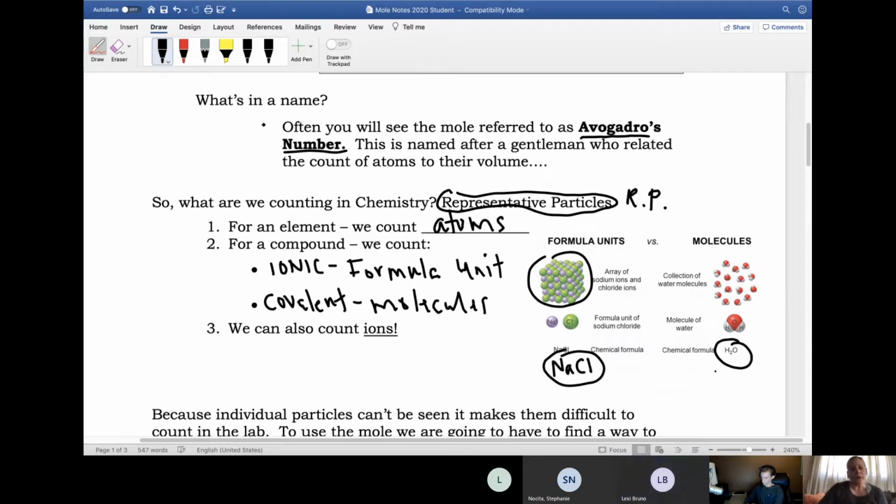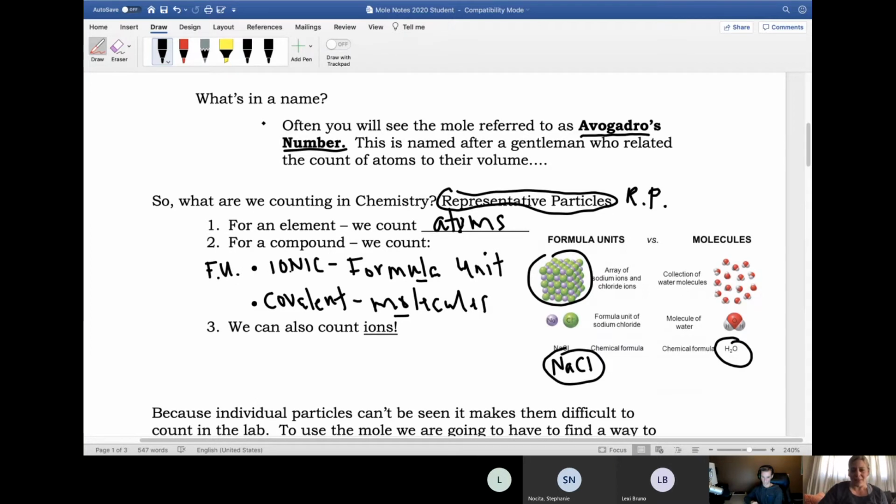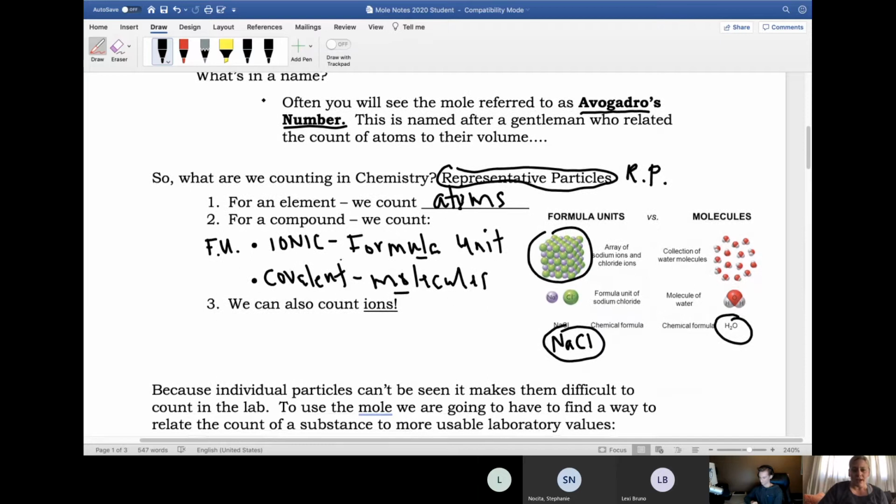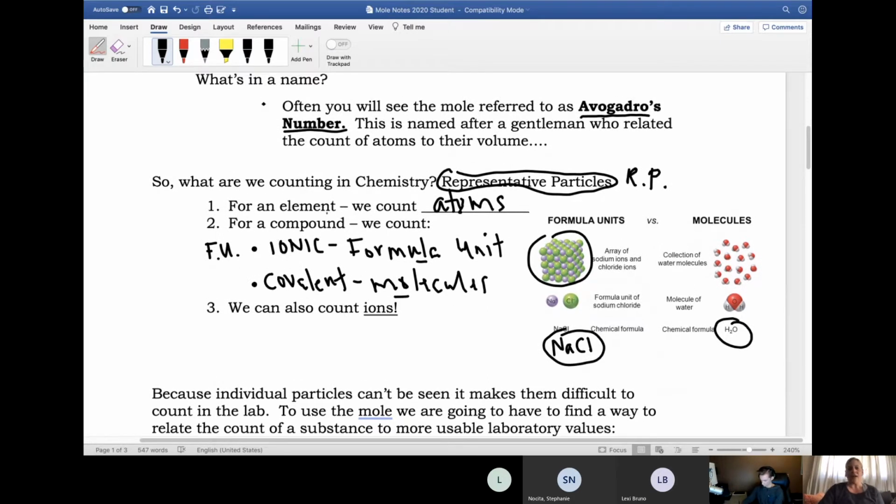So if ever you are doing a conversion where you have to get a count of atoms, a count of formula units, or a count of molecules, you're going to be using Avogadro's number. By the way, for formula units of ionic compounds, we are going to abbreviate that as FU, okay? I know that's funny, but that's just the way that we're going to do it, just so you don't have to write that whole thing out, okay? Do you guys have any questions about what a representative particle is?